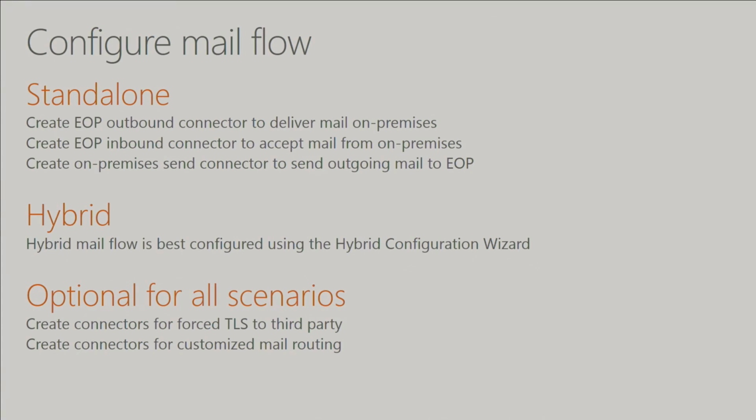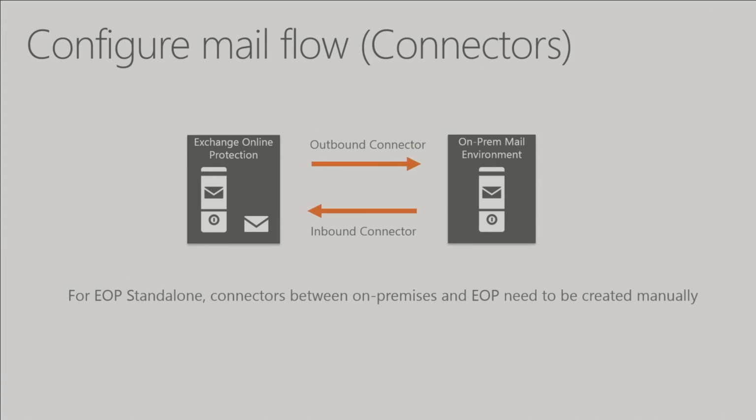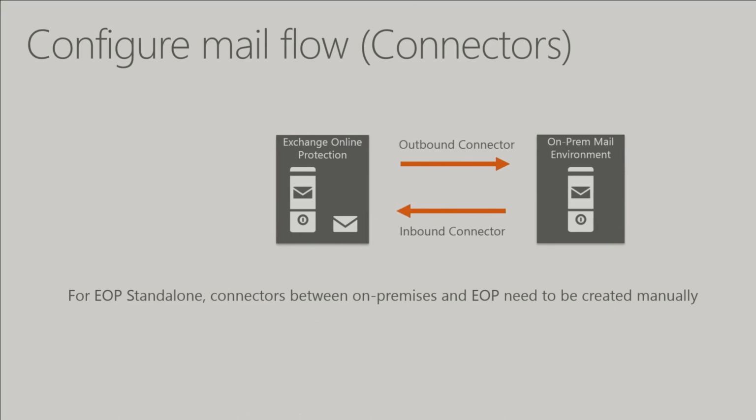And then as I talked about earlier, if you need TLS, you want to take a look and see what those policies are and create your connectors accordingly. When we're talking about your connectors and your configuration, as we talked about for standalone, there is that inbound and outbound connector between on-premises and EOP. Those do need to be created manually.